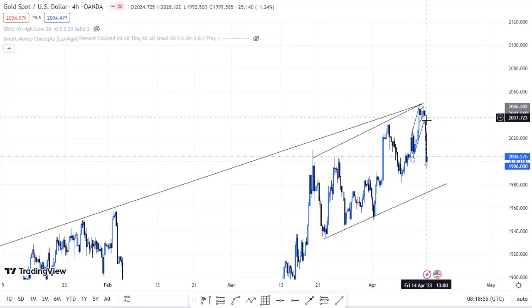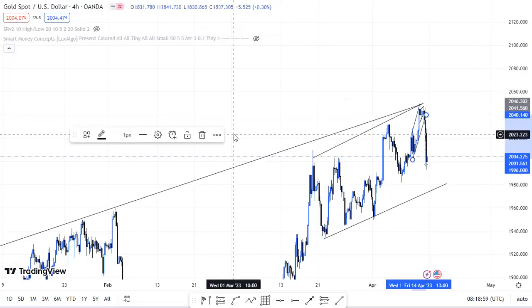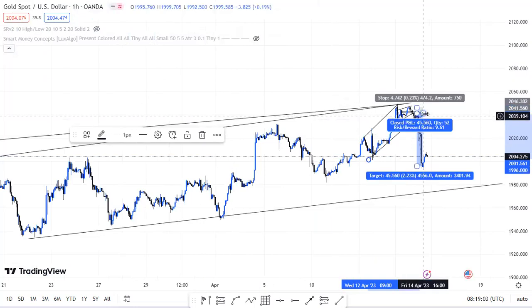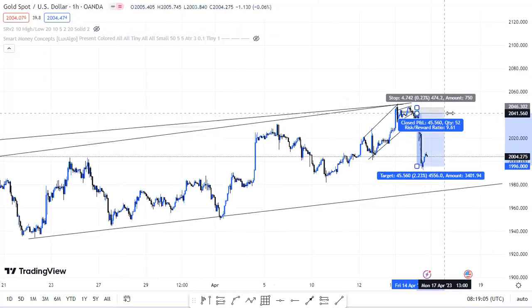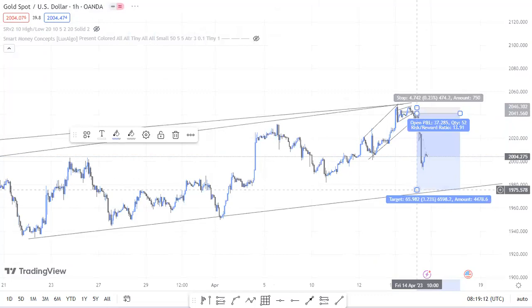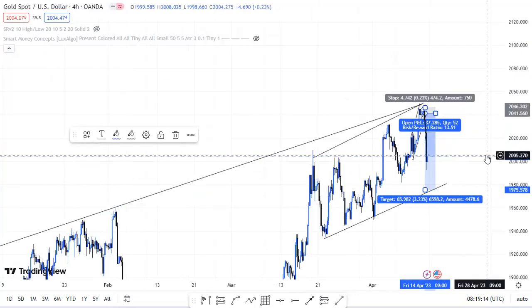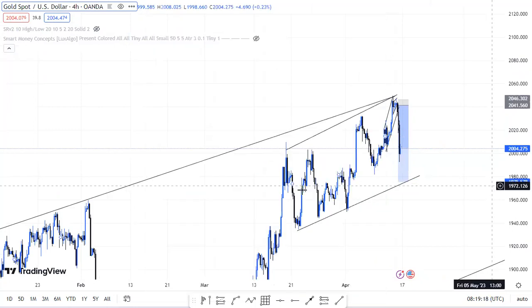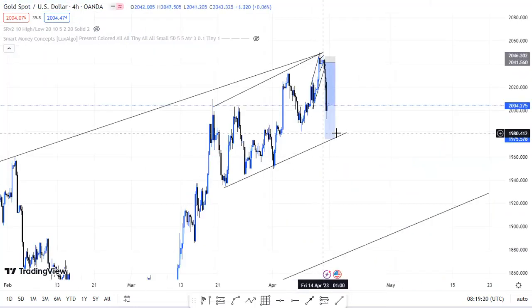Let me just draw this. It's not quite visible on a higher time frame. Let me just draw this like this and just extend it. Okay, so this is the target here. Okay, but all trades are actually closed right now. What we are going to look for when the market opens is another correction before reaching this level right here.